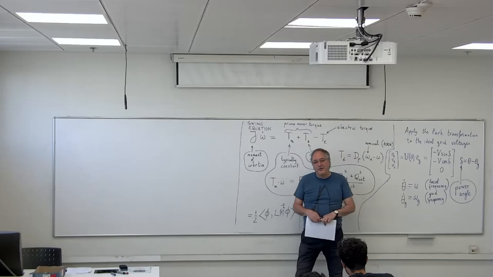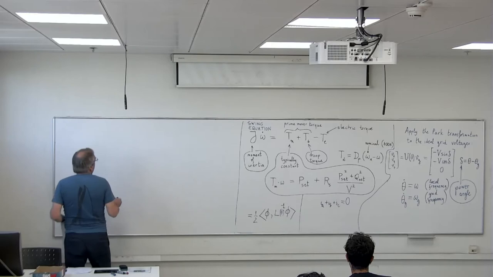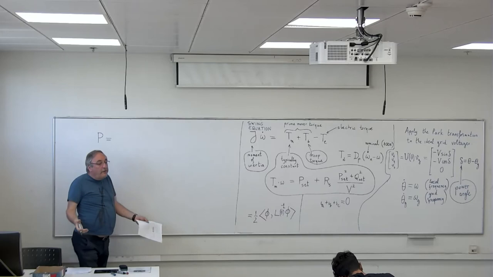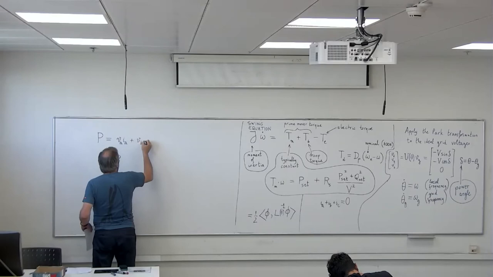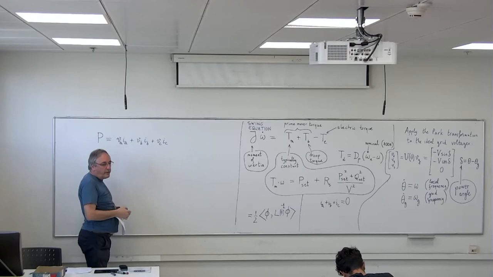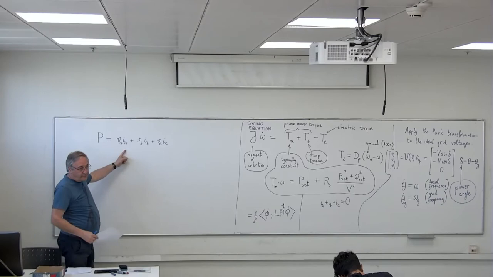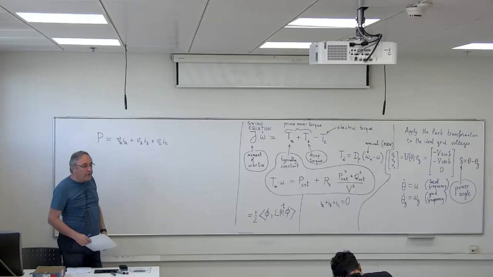So the power that any circuit with three terminals generates is equal to VA IA plus VB IB plus VC IC. Yes, it is clear because on each phase, the power transmitted is voltage times current, and you add together the three phases, so it is this expression.